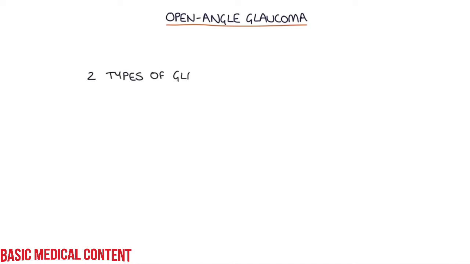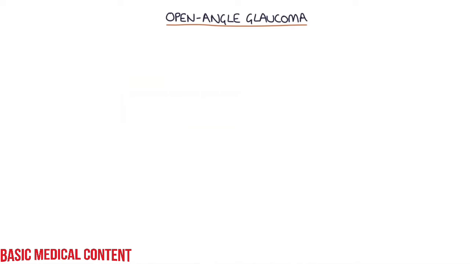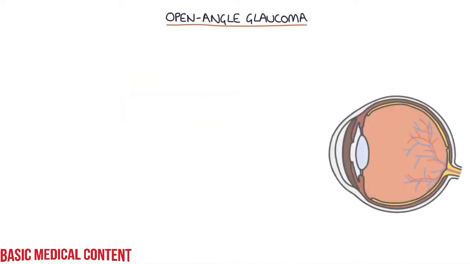There are two types of glaucoma, open angle and closed angle. And here we're going to be talking about open angle. So let's talk about the basic anatomy and physiology, because it's important to understand some basic anatomy and physiology of the eye and how the eye functions in order to understand the pathophysiology of glaucoma.